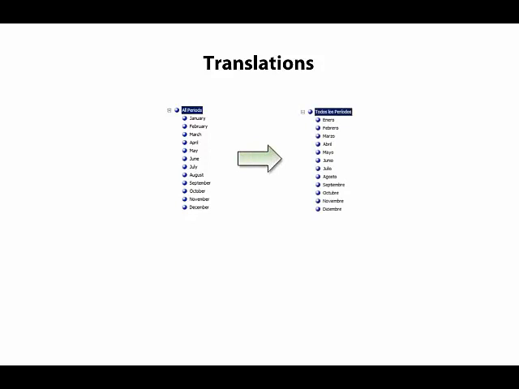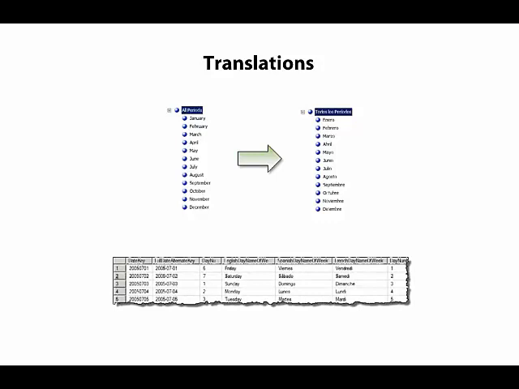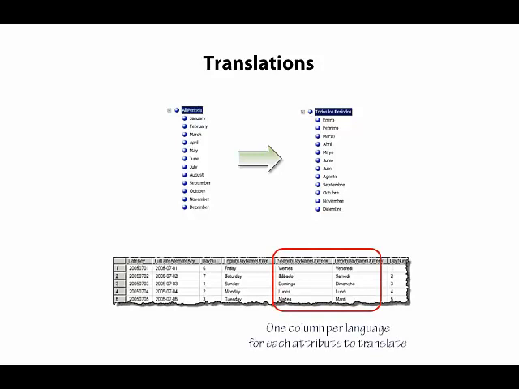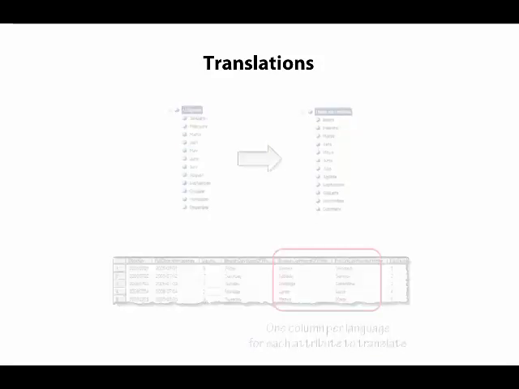The word translations implies that Analysis Services can automatically translate dimension member names from the original language into another language. Although it works seamlessly for end users, as long as the front-end tool supports this feature, this translation does not occur automatically. We need to supply the translations for member names in the relational source that we're using for the dimension, one column per language for each attribute that we want to translate.